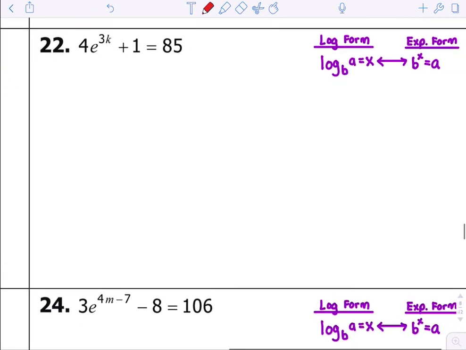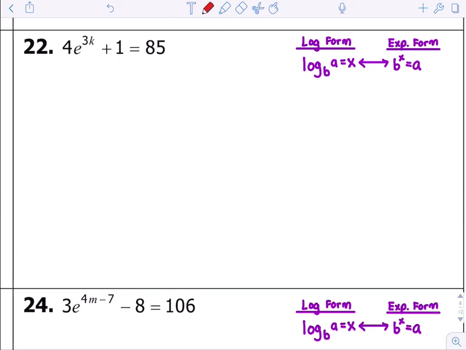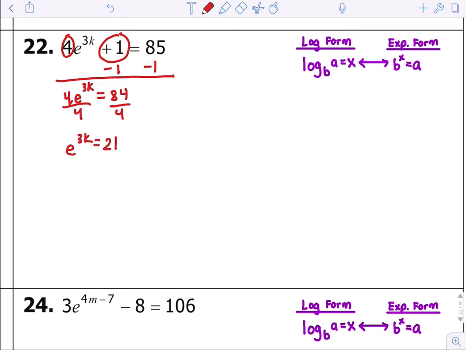Alright, 22. Alright, we need it to be in exponential form, so this is out of place and this is out of place. So let's subtract 1 from both sides first. 4 times e to the 3k power is equal to 84. Divide both by 4. e to the 3k is equal to 21. So we have exponential form now, and now we're going to transition it to be log form. So b is e, our x is 3k, and our a value is 21. So log base b, which is e, our a value is 21, and our x value is 3k.